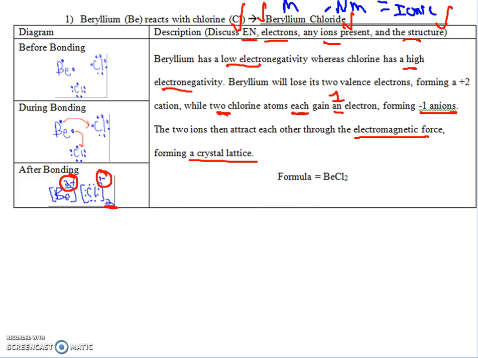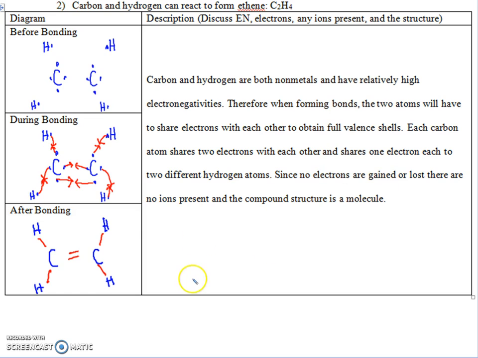So let's look at the other example, and then the rest of the time you're going to do practice. So here it says carbon and hydrogen can react to form ethene, C2H4. So that's a lot more atoms, but that's okay, we can do this. So we have 4 H's, they each have 1 valence electron, 2 carbons, they each have 4. And so I start by linking them together. Notice that the arrows meet in the middle because they both have high electronegativities. They're both nonmetals. Don't let hydrogen fool you just because it's on the left side of the periodic table. It's the one exception. It's a nonmetal.